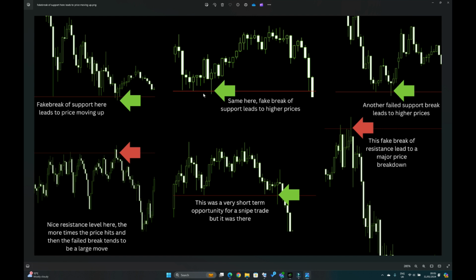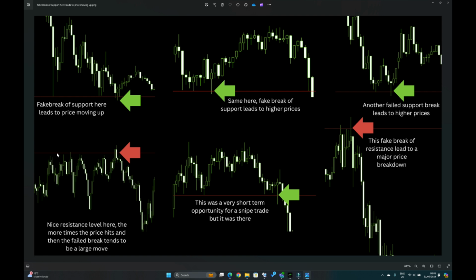And you see this time and time again. You draw the line, you see a break, and then it closes above, and then it goes up. Same, goes up. I mean, these things are not completely long-term things. It's a short-term trading opportunity. If you're doing day trading or intraday trading, you see this happening all the time.